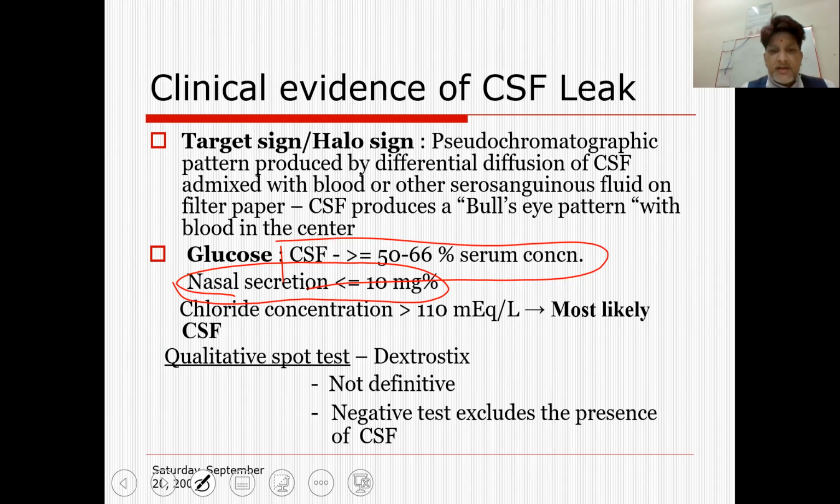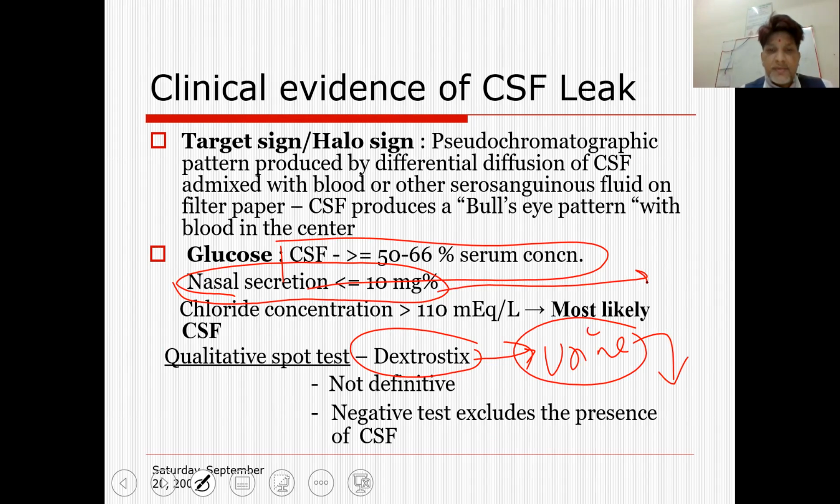Also, the glucose content in the nasal secretions is way less than in the CSF. So you can even use dextro sticks, which are commonly used to detect glucose or sugar content in the urine. They are even used on the nasal secretion, because nasal secretion has a sugar content of about 10 mg per dl, and in case of CSF it is elevated to about 50 to 66, and blood sugar in a fasting state is less than 100. So the presence of a higher amount of glucose in a nasal secretion is again suggestive that the patient does not have a nasal secretion but CSF.